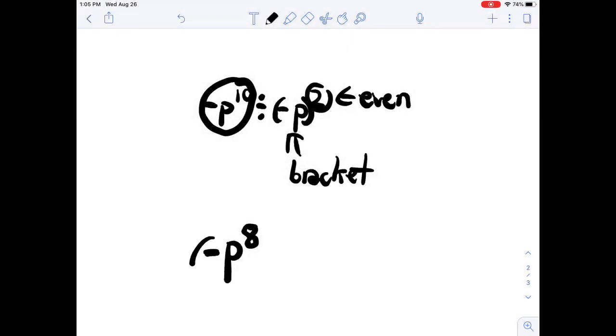So if, let's say, we were to put a bracket around the negative p, then this answer would be positive, and that's not correct. Instead, it's just negative p to the power of 8 without any brackets around the negative p. And this is the next example.